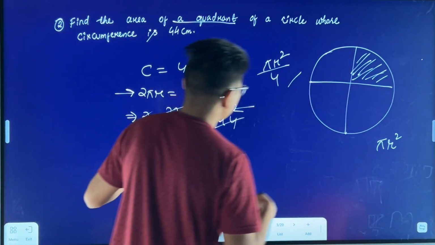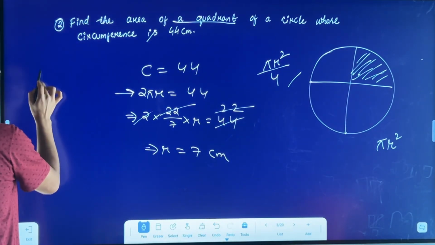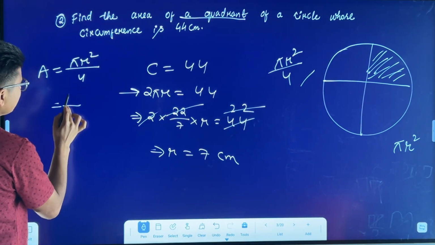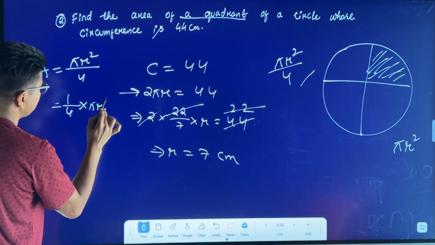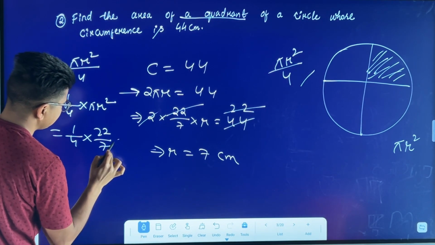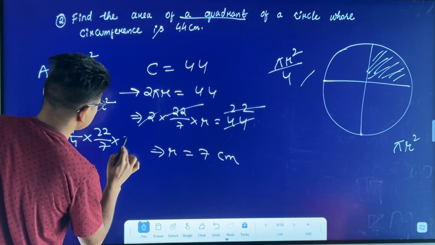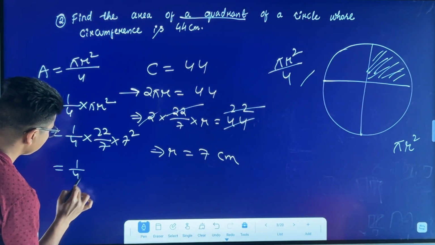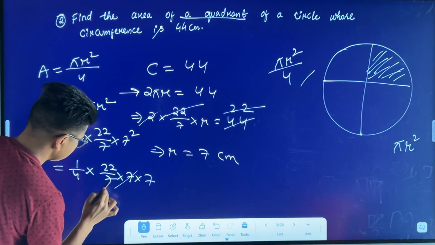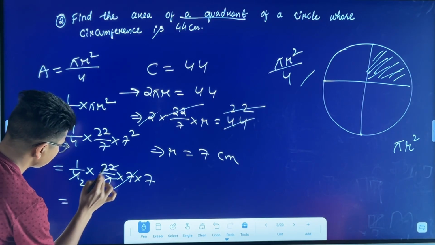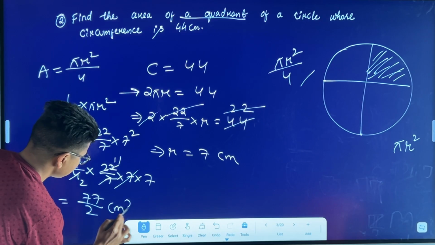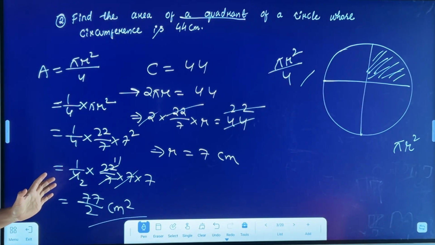Now, can you find area of one quadrant? Area of one quadrant equals pi r square divided by 4. This can be written as 1 by 4 into pi r square. So 1 by 4 into pi, which is 22 by 7, into r square, which is 7 square. Then 1 by 4 into 22 by 7 into 7 into 7. Cancelling, we get 77 divided by 2 centimeter square. This is the area of one quadrant.